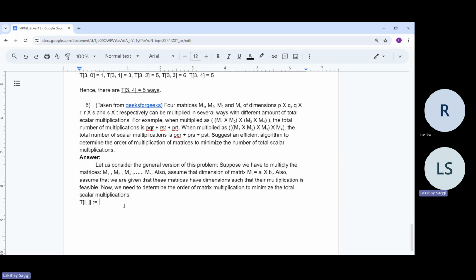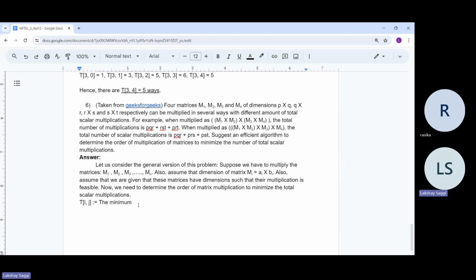So the inductive structure will look something like this. Let's say what we denote by Tij. Let's suppose we don't need to determine the order, we just need to find out the minimum total scalar multiplication, because determining the order is not that hard after we have determined the total scalar multiplications. So I'll just be talking about the number of total scalar multiplications being minimized, and you can modify it to determine the order yourself.